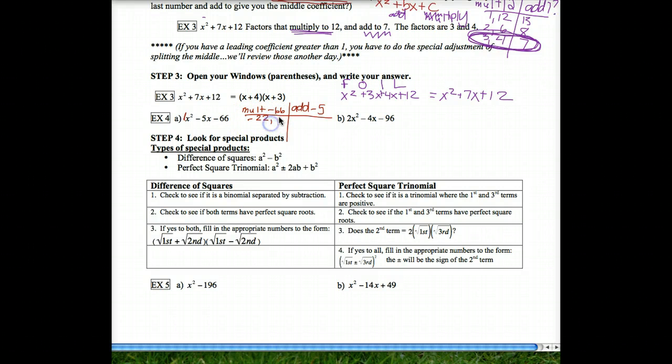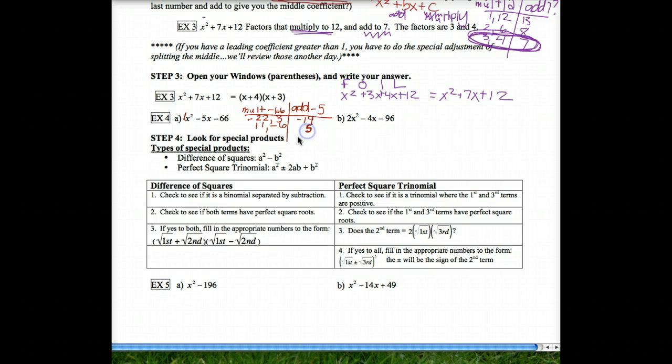So maybe you're thinking -22 and 3. Well, if you add -22 plus 3, that gives you negative 19. So definitely not negative 5. So I need the numbers to be closer together than that if I want a smaller number here. So maybe I would try 11 and negative 6. 11 times negative 6 is negative 66. 11 plus negative 6 is positive 5.